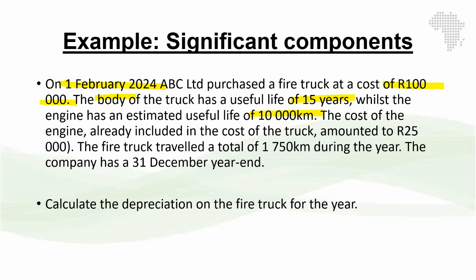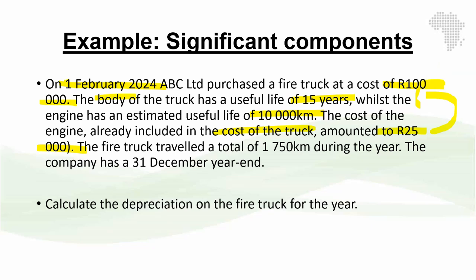So after 10,000 kilometers, if the 10,000 kilometers happens before the 15 years are up, that means I have to then derecognize the old engine, and I will have to buy a new engine and recognize that new engine. The cost of the engine already included in the cost of the truck amounted to 25,000 Rand. So what does this say? We said that the total cost of the truck is 100,000 Rand. The engine costs 25,000. That is already included in that 100,000. So I don't have to go and add a cost over and above 100,000. The 25,000 is already included in the 100,000.